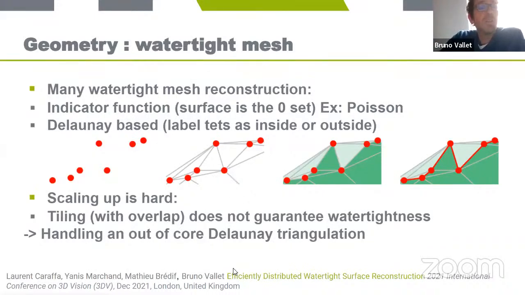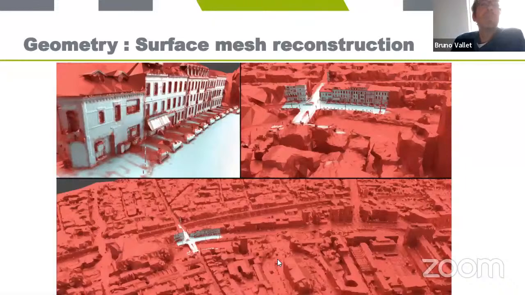And here I give the reference to a paper we have published last year that deals with this question. And here I'm displaying some results of this very large-scale surface reconstruction. And what I wanted to illustrate here is that one of the benefits of surface meshes is that they are able to provide a single geometric representation that combines various data sources.